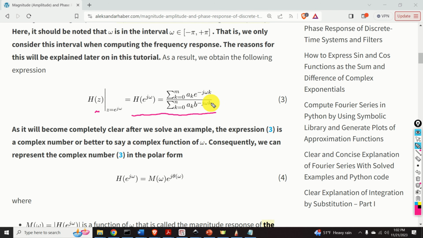As it will become completely clear after we solve an example, this expression is actually a complex number, or better to say a complex function of omega. Consequently, we can represent this complex number in the polar form. That is, we can write H of e to the power j omega as M of omega multiplying e to the power j theta of omega.